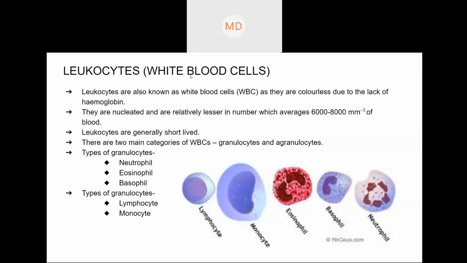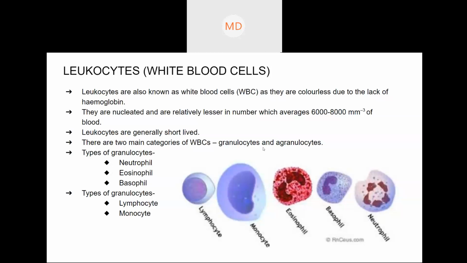White blood cells are also known as leukocytes, and their lifespan is short, that is, short-lived. It does not survive for so long. Its lifespan means the time from when it originates to the time when it dies or is degraded, and that time is short. And there are two types of WBCs, that is granulocytes and agranulocytes.